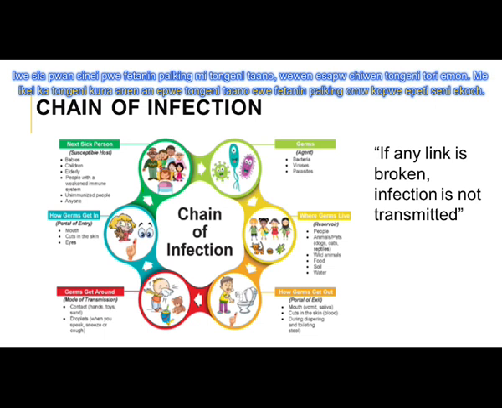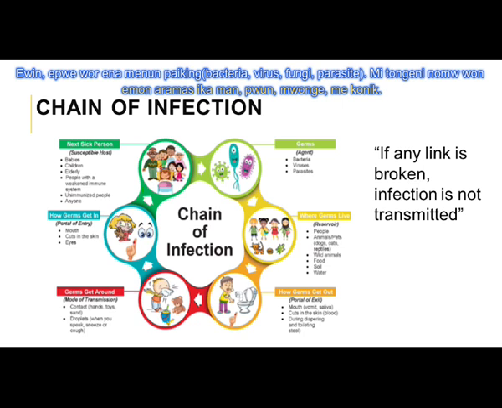Now, with the chain of infection, if there is a break in any of the links, it means infection cannot be transmitted. On this presentation, it's actually a chain, and it has several components where you are able to break it, and then you can prevent the spread of infection. So let's have a look at the chain.